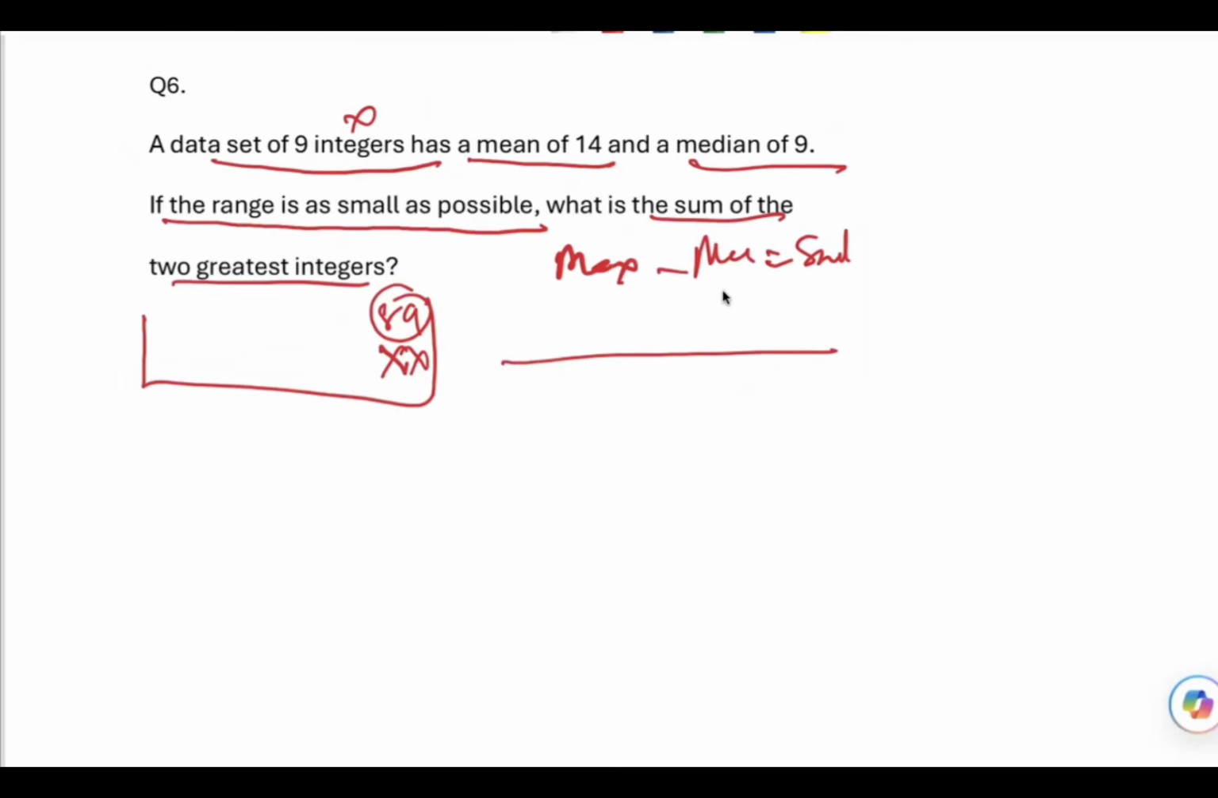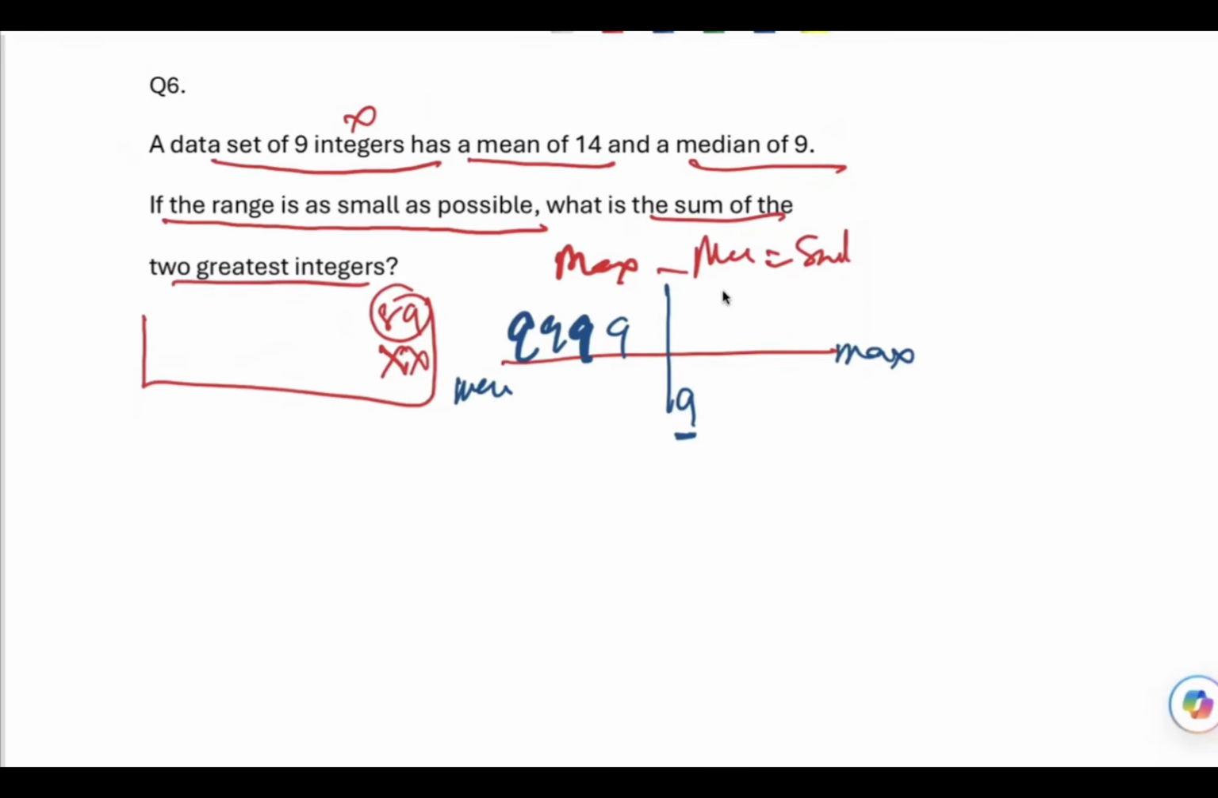If the median is going to be in the middle, which is 9, and I need a maximum number and a minimum number, but I want the difference between them to be as small as possible, make the numbers below 9 as close as possible. How can I make the numbers below 9 be closer? Because 9 is the middle, I should make all of them the same. So I have 9, 9, 9, 9. All 4 numbers below, so that I can have a median of 9, should also be 9.